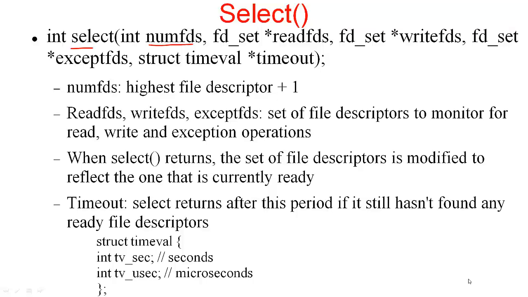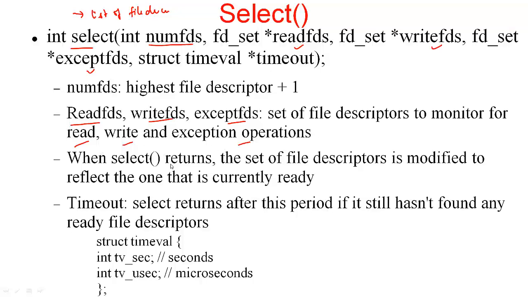Basically, to this select function, you are going to give a list of file descriptors for it to monitor. You can monitor the file descriptors as read FDs, write FDs, and exception FDs. Basically, it is monitoring for read operation, write operation, or exception operations. So for this select function, you are going to specify these sets of file descriptors. There are different sets for each of these read, write, exception operations.